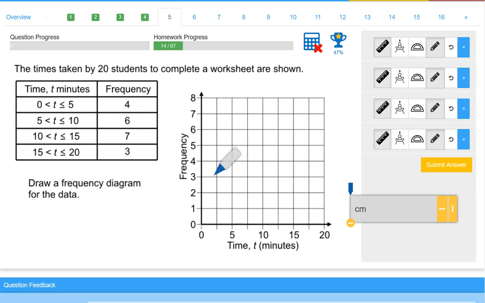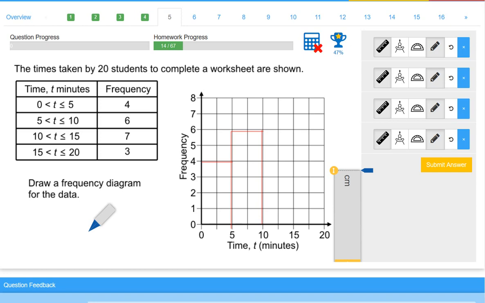And from 5 to 10, I'm going to have a box that goes up to 6. It's going to look like that. Let me just draw those two for you first of all. So there's my first two boxes.